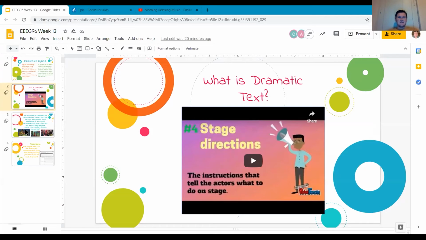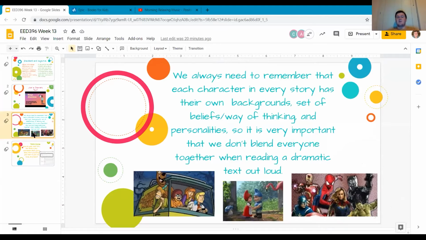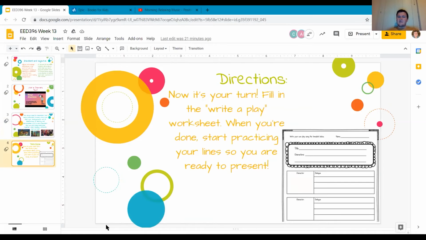Okay, my friends, now that we've read through the book, it's time for us to think a little bit more about what we just heard. We always need to remember that each character in every story has their own backgrounds, their own sets of beliefs and ways of thinking, and their own personalities. So it's very important that we don't blend everyone together when reading a dramatic text out loud. So for our activity, we're going to take a try. We're going to do the same thing.